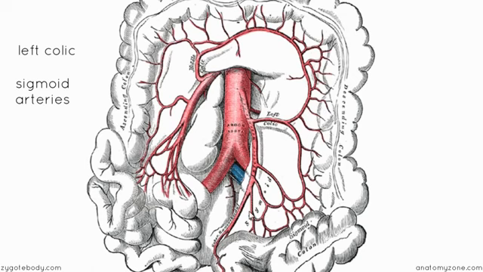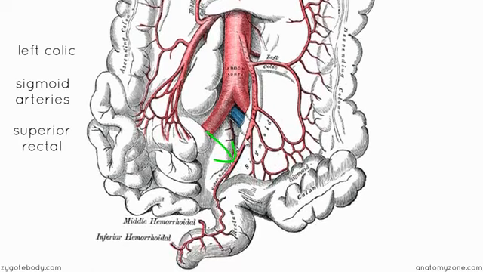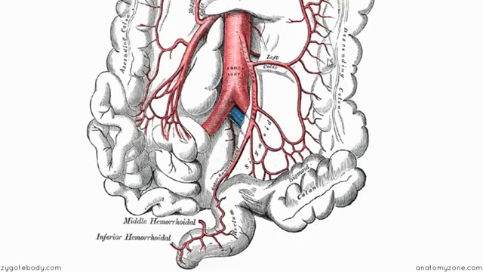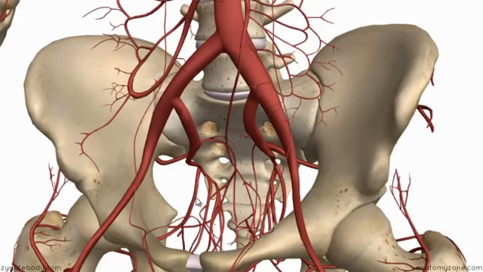So the last branch we've got is the superior rectal artery. So this is the terminal branch of the inferior mesenteric artery, and it supplies the distal part of the sigmoid colon, and as the name suggests, it supplies the proximal rectum. So I'll switch over to the 3D model and show you the course that the superior rectal artery takes.